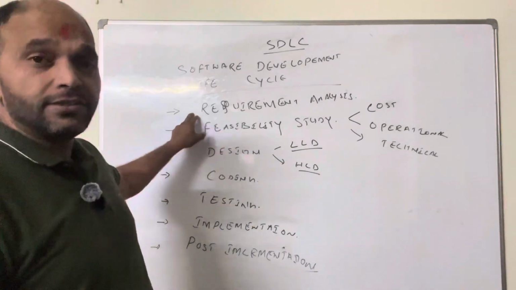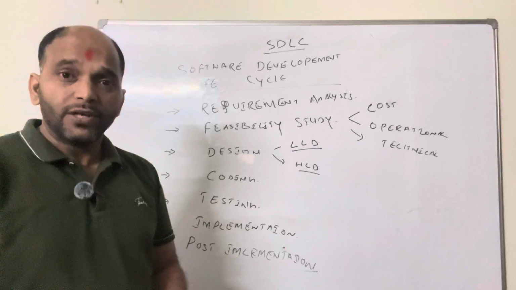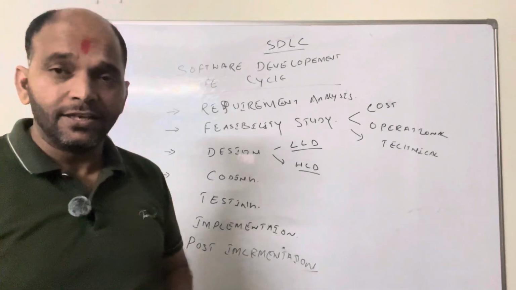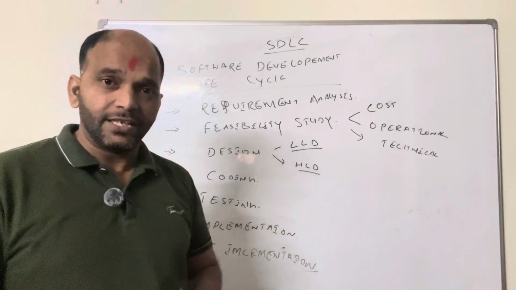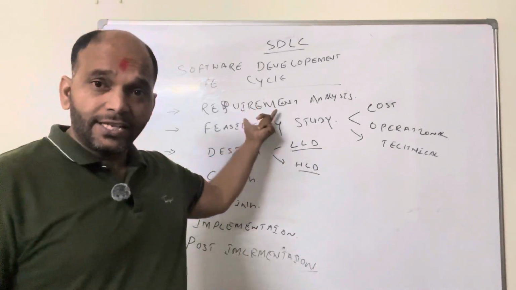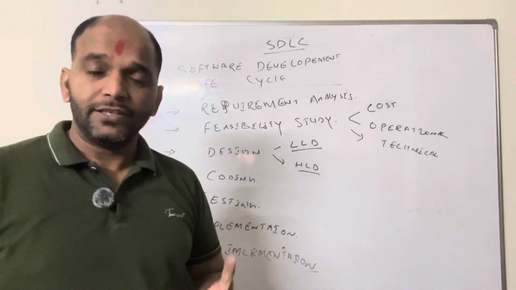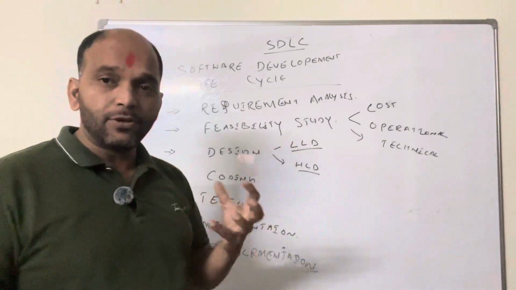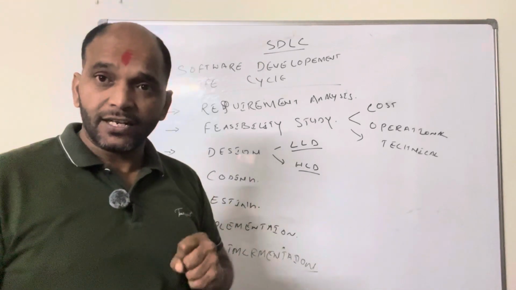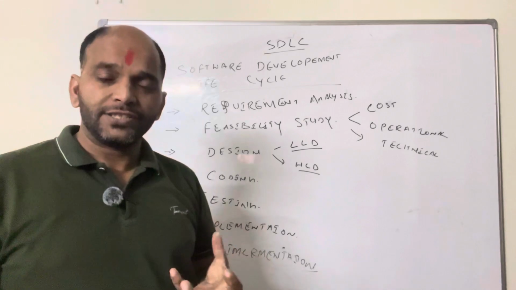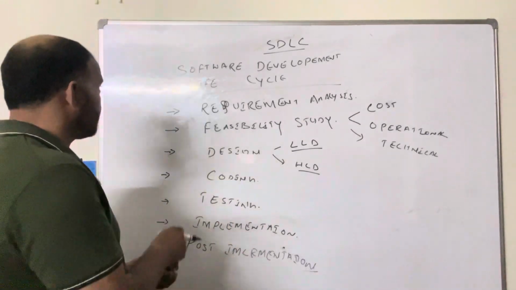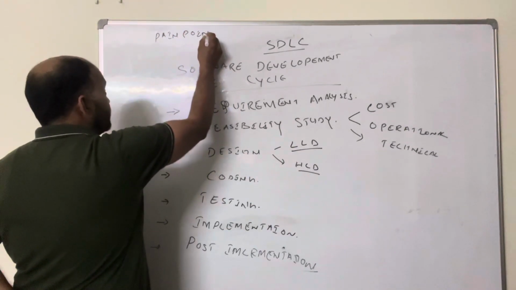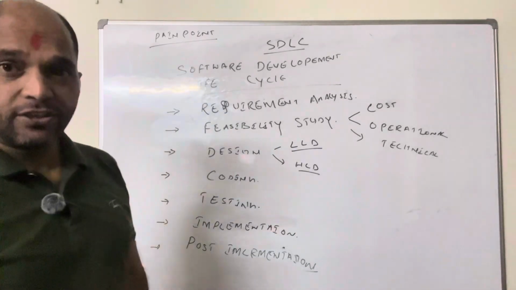Now coming to the first one, that is requirement analysis. What is requirement analysis? Why is it required? Why is it so crucial, so critical for the software development life cycle? Unless you understand the requirement of any product that you are going to build, you will not be able to deliver the right product. To deliver the right product, you have to understand the pain areas, that is the pain points of the customer.